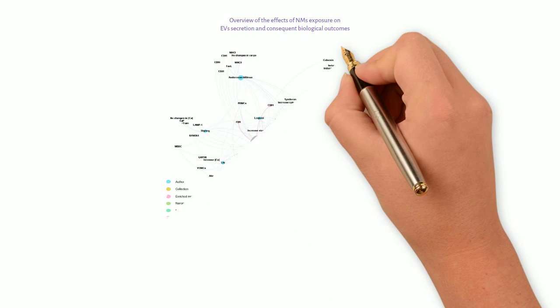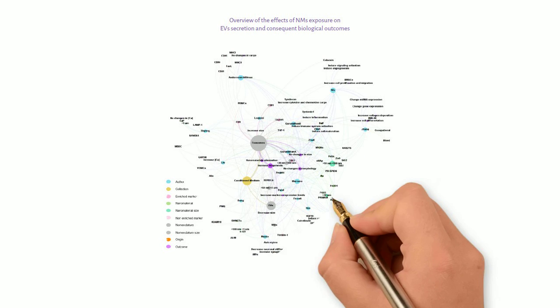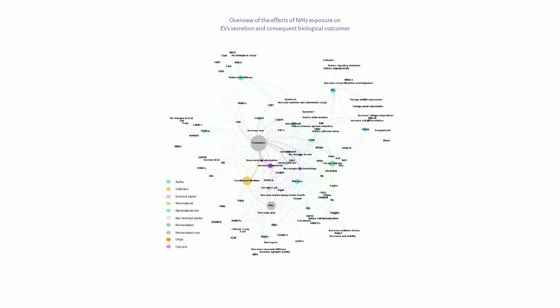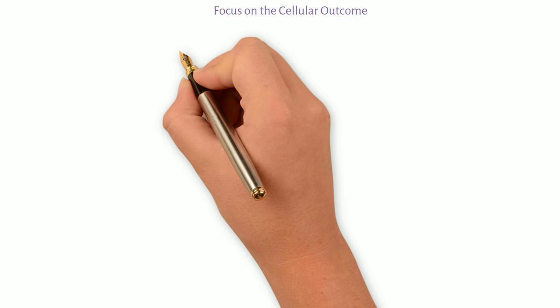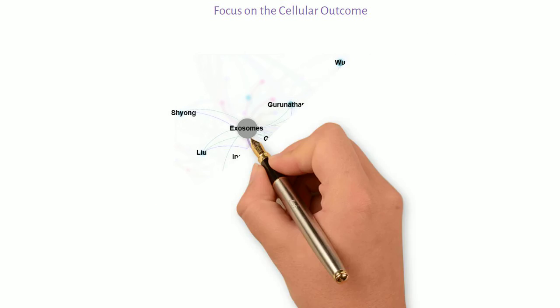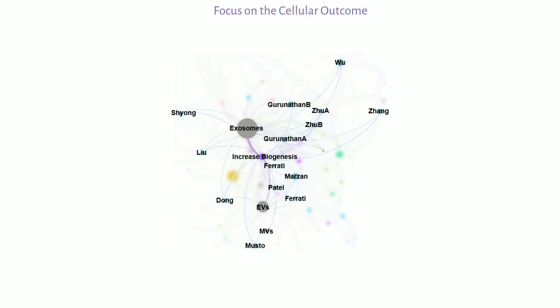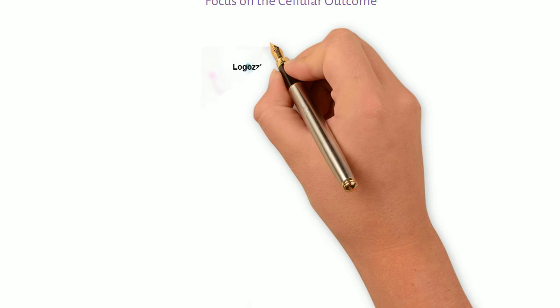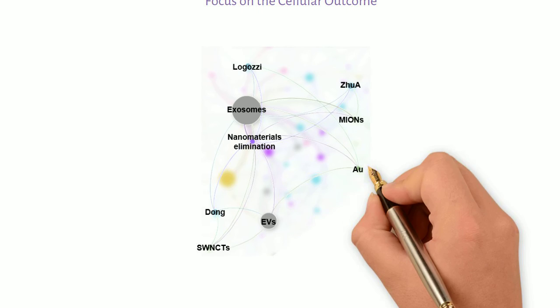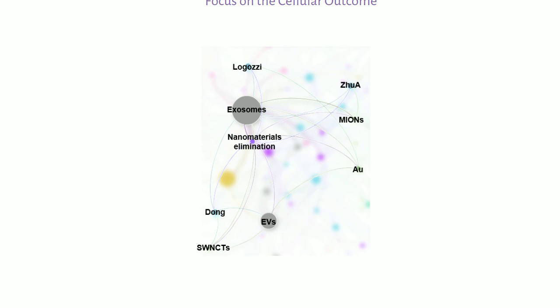Firstly, the network may seem too complex. However, the best way to analyze it is to search for strategic points. For instance, we can focus on the cellular outcome, such as secretion of extracellular vesicles that is related to its biogenesis. Here, we can see that in 15 out of the 18 selected studies, nanomaterials were able to stimulate extracellular vesicles biogenesis. Another example is nanomaterials elimination, where we can check the presence of gold nanoparticles, ions, and single-walled carbon nanotubes.